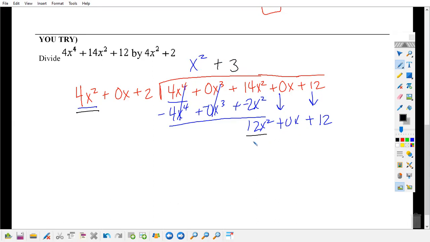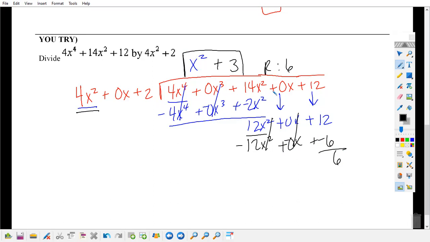After we divide, we then multiply. 3 times 4x squared is 12x squared. 3 times 0 is 0x. 3 times 2 is 6. So we multiply. Now we're going to subtract. Subtract means change signs and combine. Change the signs, combine, and all I'm left with is 6. So my quotient is x squared plus 3, and my remainder is 6.